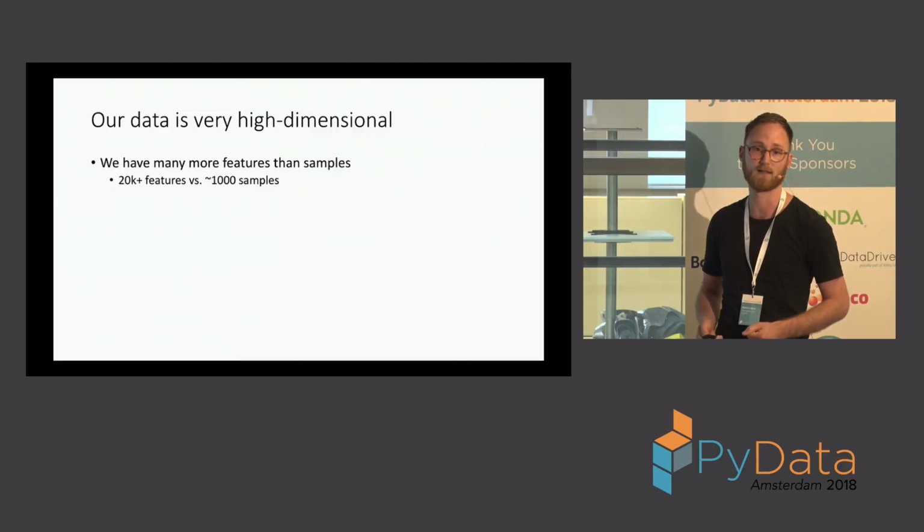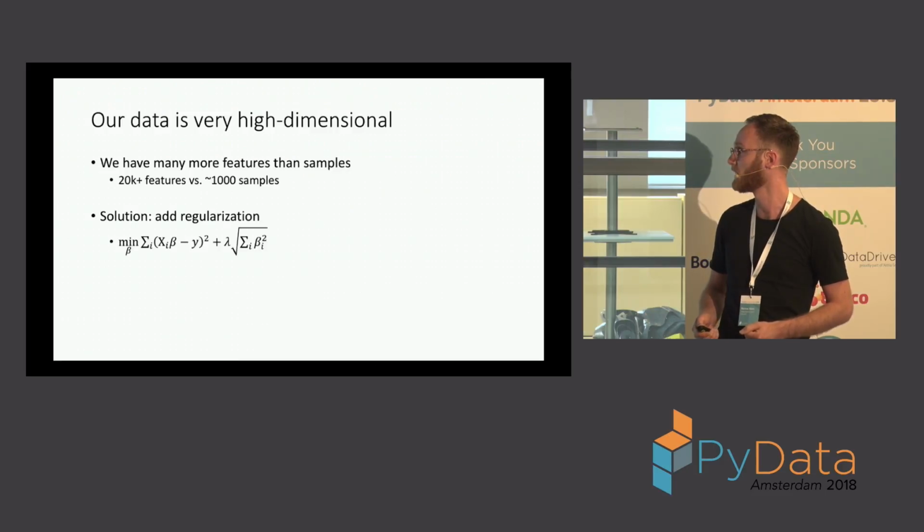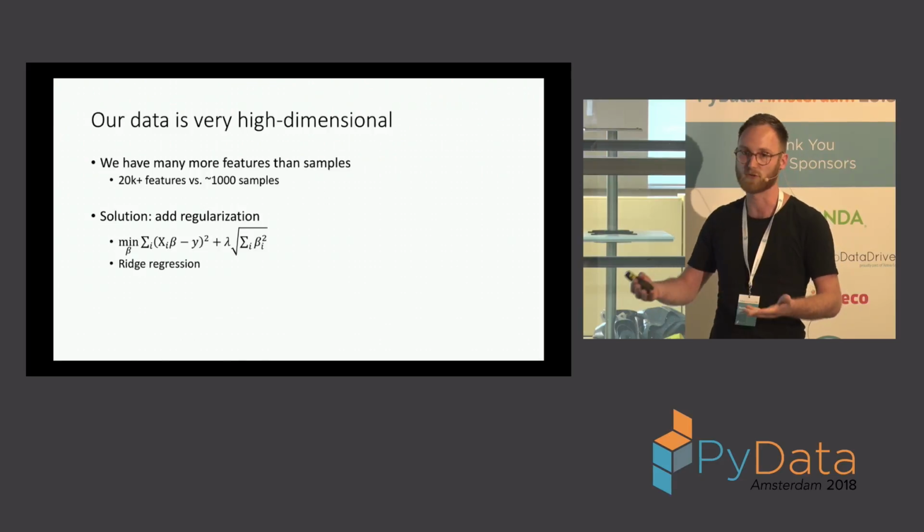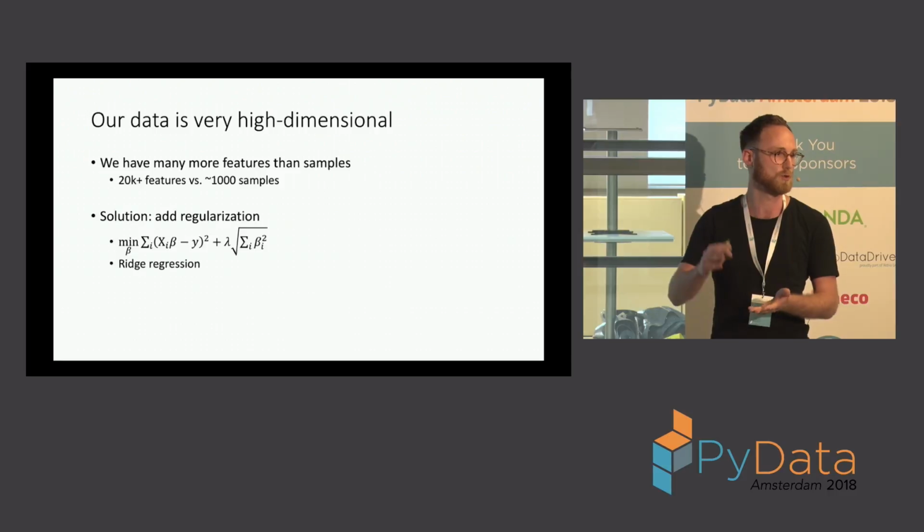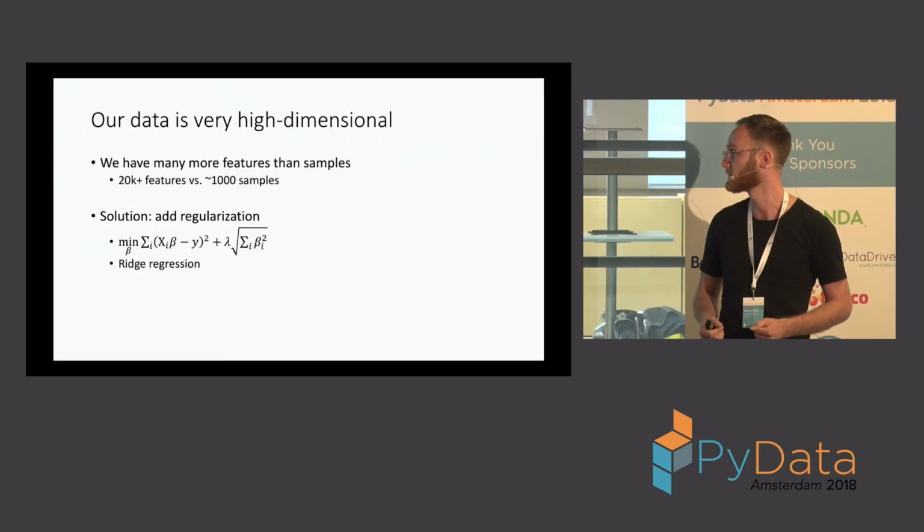And one way to deal with that is by using regularization. So for example, using ridge regression, which means that we add a term to our optimization problem to prevent these betas becoming very, very large, which typically doesn't generalize very well to other settings.